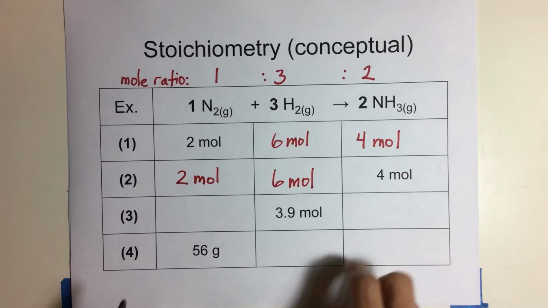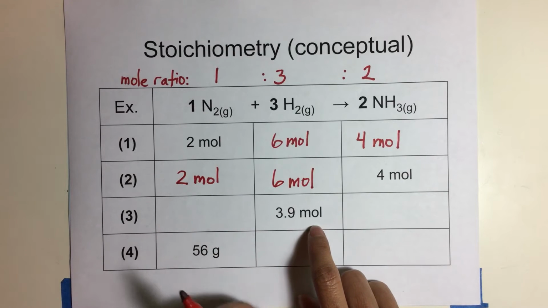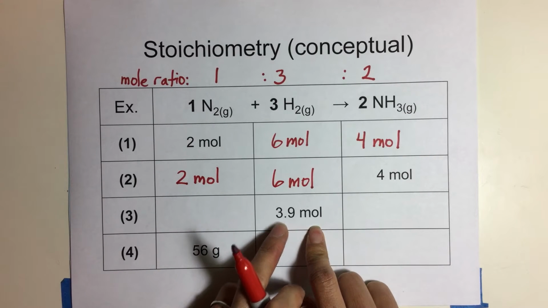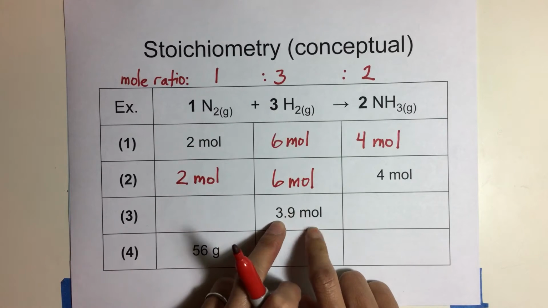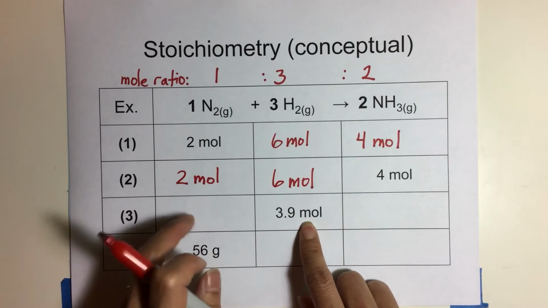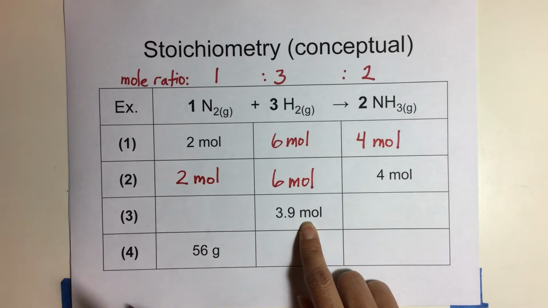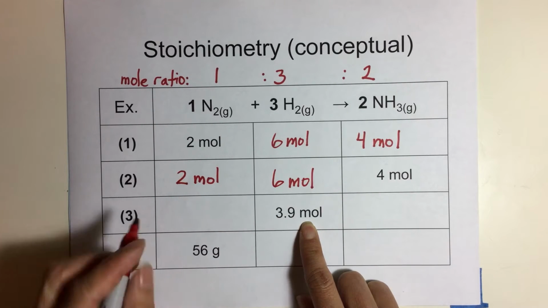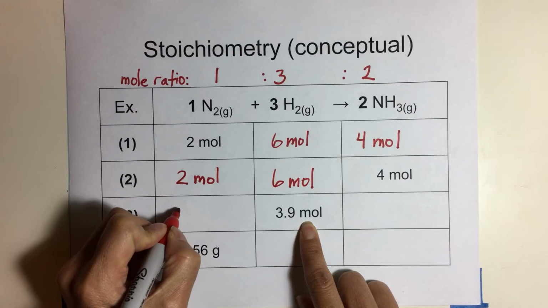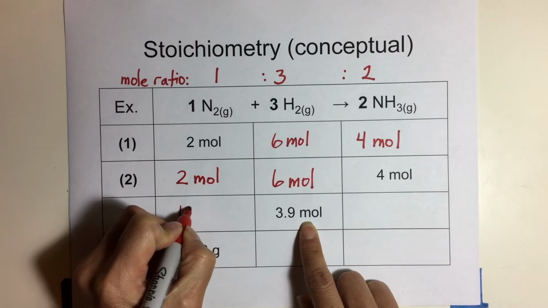Now we go to the next one. This is a little harder. It progressively gets harder as you go along. If you have 3.9 moles of hydrogen, a third of that will be how much you would need of the nitrogen. So what's a third of this value? Take this number, made it easy to divide by 3. A third of that value is 1.3 moles.